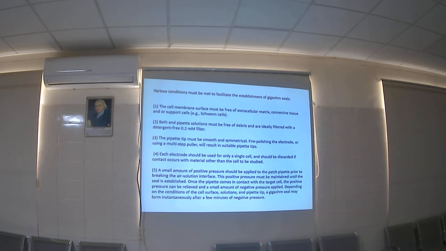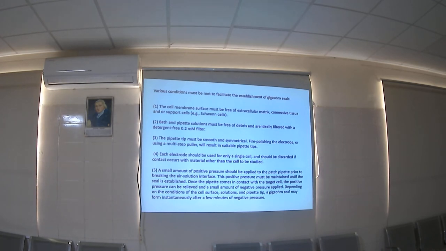Second is the bath and pipette solution must be free of debris and ideally filtered with a detergent-free 0.2 micron filter. And you can visualize what the bath and the pipette solution are, right? What is the bath solution? It is equivalent to the extracellular solution, and the pipette solution is equivalent to the intracellular one. We filter because if there is debris, it will give us a wrong readout, and the experimental interpretation will go wrong. So we have to make sure that it is very proper.